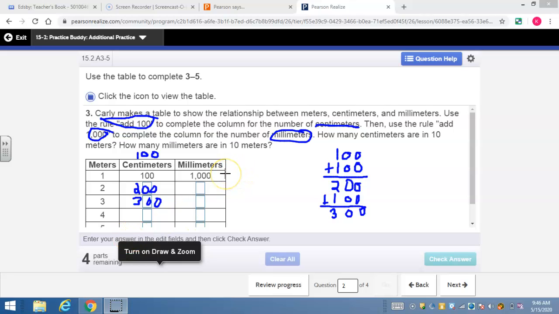Okay, and the same thing is true basically for the millimeters. When I'm adding 1000, the only difference is I have an extra 0. So if I add 1000 to my millimeters, right here, it would be 2,000. I need to add another 1,000, so it would be 3,000. And so on. Okay, so that's how you would do question number 2. Let's move on to question number 3.